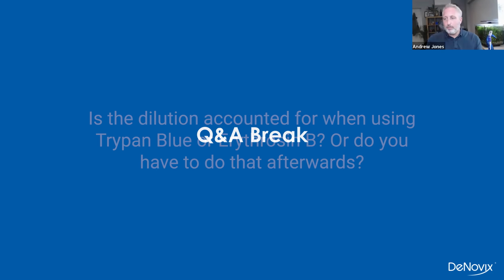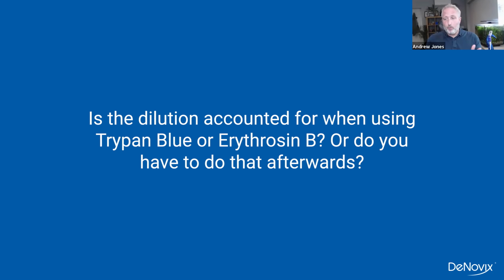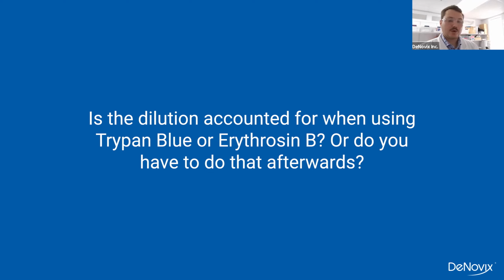There's a question about using trypan blue or erythrosin B and whether the dilution is taken account of, so diluting it with the reagent itself, or do you have to do that afterwards? Yeah, that's a great question. So we already factor in that one-to-one dilution into the protocol. And that's a nice thing about being able to create your own protocol. So if you do any external dilutions, you can add that into the protocol and the instrument will do the math for you. So there is no need for external math.